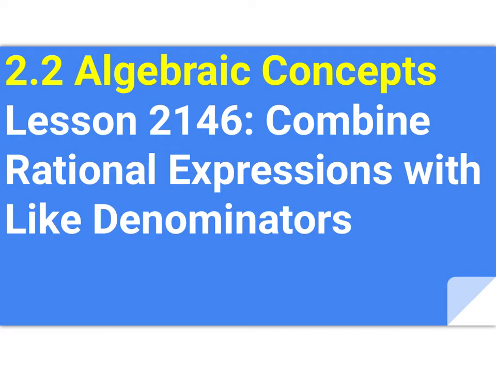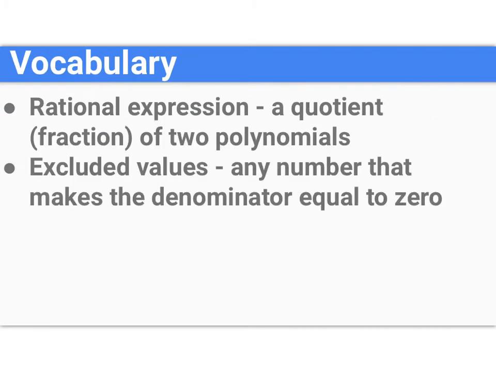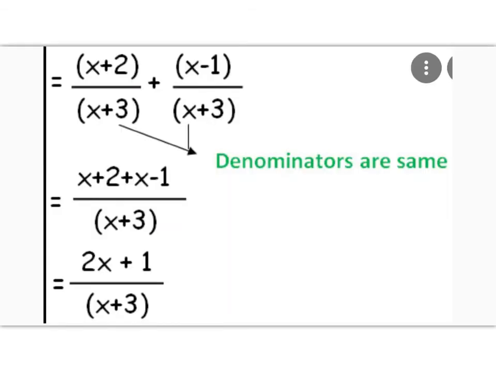And we know when we add fractions with different denominators, there are more steps you have to take. That's why I chose to do multiply and divide first. So all of these have like denominators. Here's our objective, our vocabulary, our picture of a rational expression, our picture of adding rational expressions with like denominators.